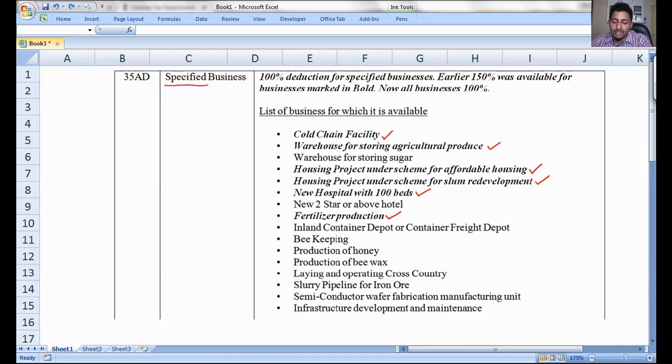Now, the question may not state that this is a 35AD business. Depending on the name of the business, you may have to identify it and solve the problem accordingly. Let's do a couple of examples on the intricacies of section 35AD.